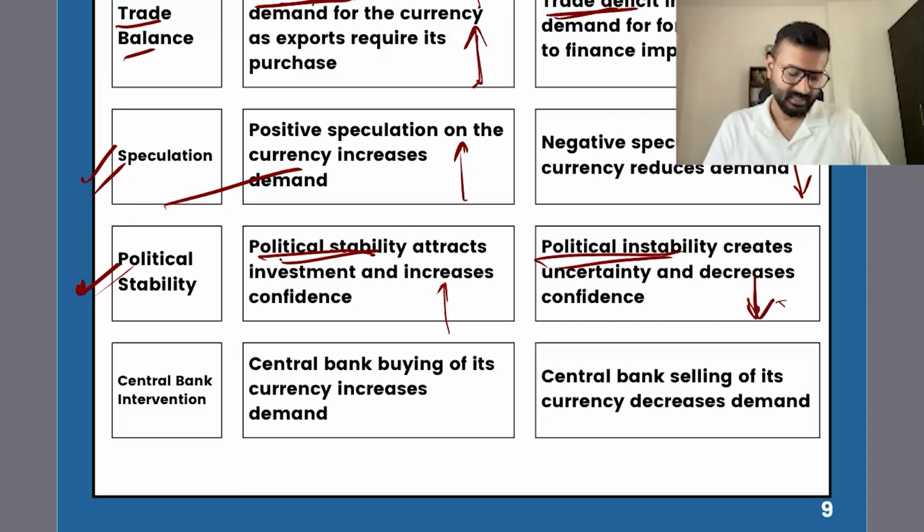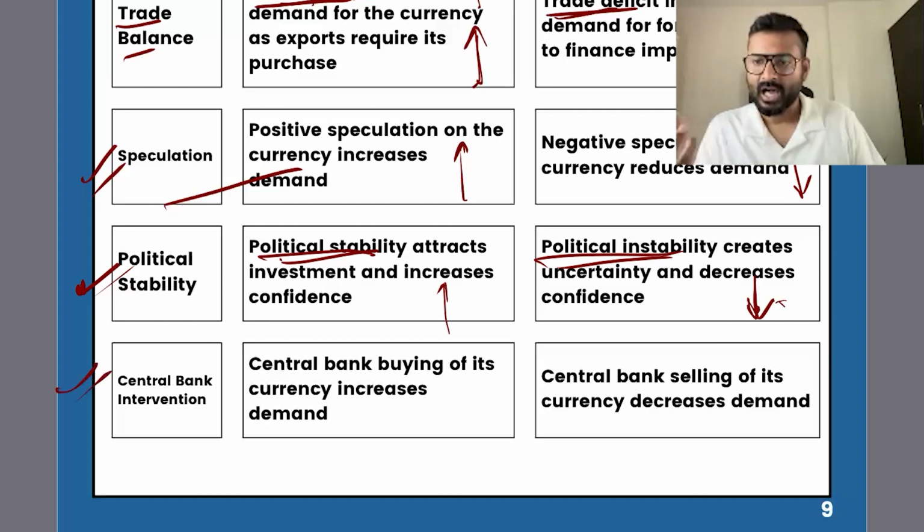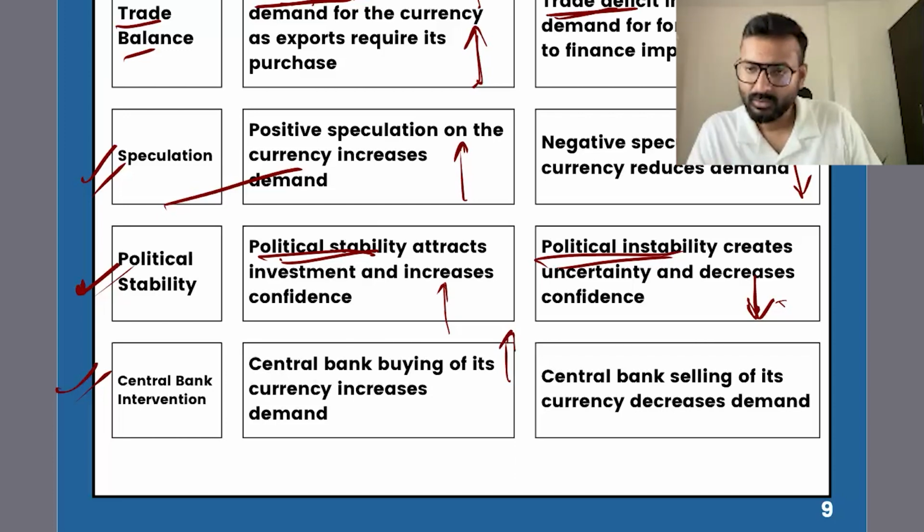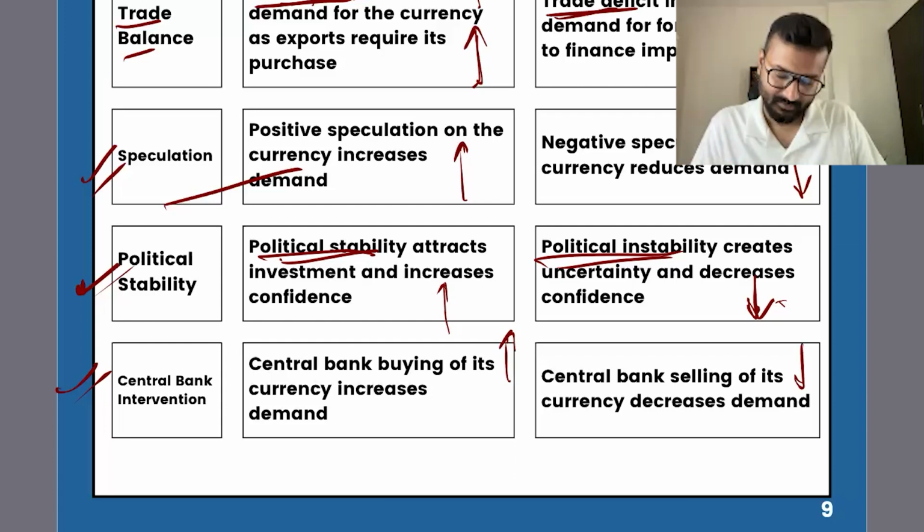Next is central bank intervention. If the RBI buys Indian rupees, then demand for Indian rupees will grow, which will lead to appreciation. Now, if the RBI has started selling off Indian rupees and buying dollars, it means the supply of Indian rupees has grown in the market and the demand is not as much, so there is depreciation.